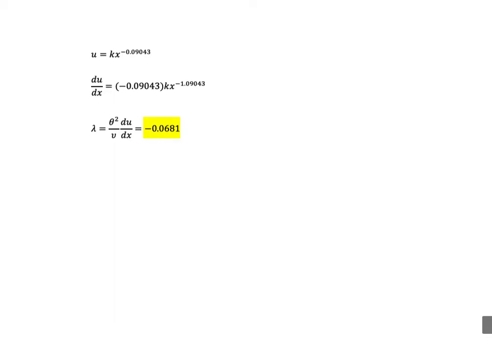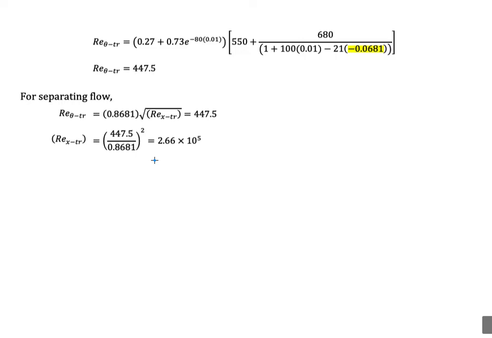And then we have u equal to kx to the power of negative 0.09. So we have du/dx, and finally we could substitute into this one. And then we could get it equal to negative 0.0681. Then we substitute into the equation of this one, and we could get the Reynolds theta transition as 447.5. For separating flow from the previous equation, we could get this one. Now we could calculate the value of the Reynolds number here, and it is equal to 2.66 times 10 to the power of 5.